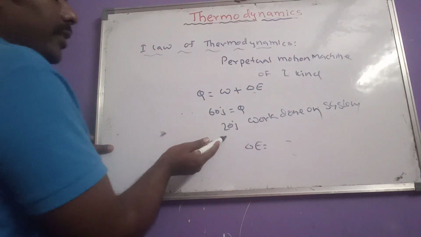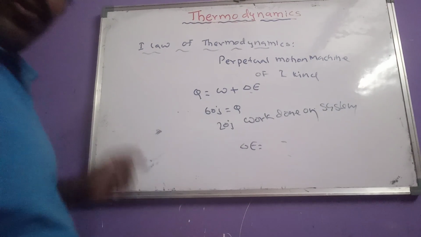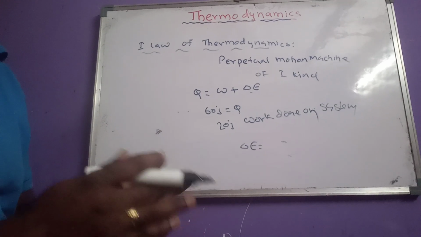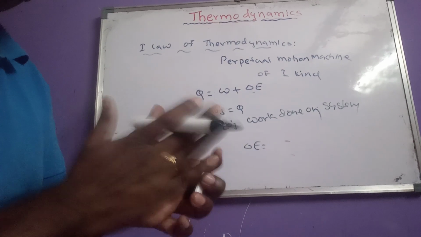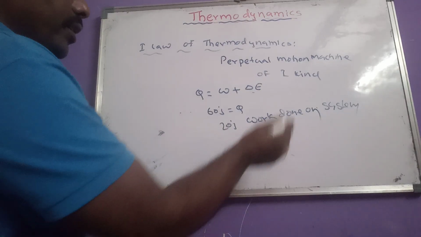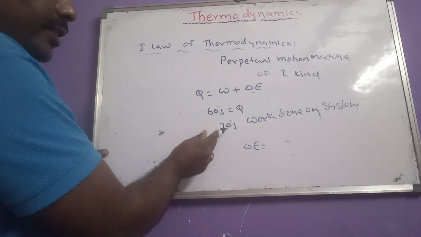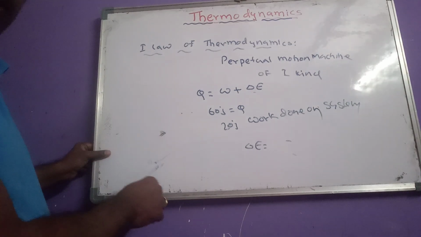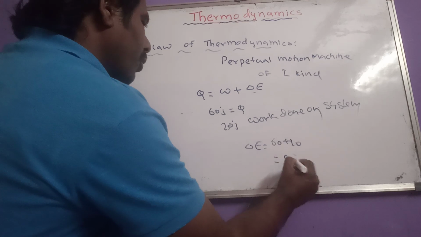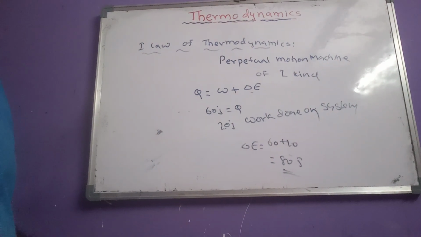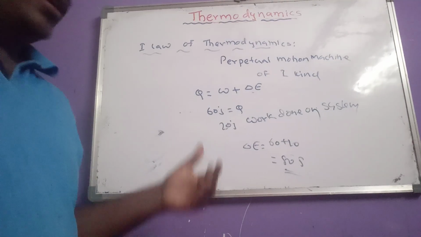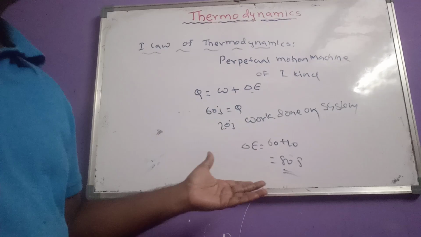If the same question is given like this, 20 joules of work done on the system, now we have to add this 20 to 60, because when we do work on the system, some heat is generated. For example, if you rub your hands like this, some heat is generated. Like that, if work is done on the system, heat is generated in the system. So now the change in internal energy, 60 plus 20, is 80 joules. So like that, we can answer such questions.